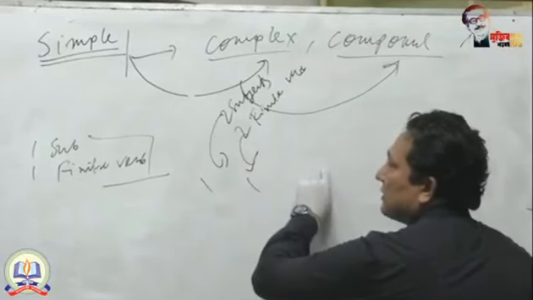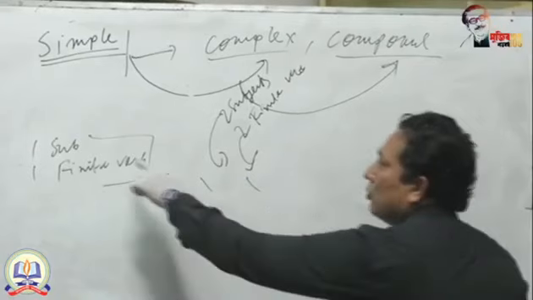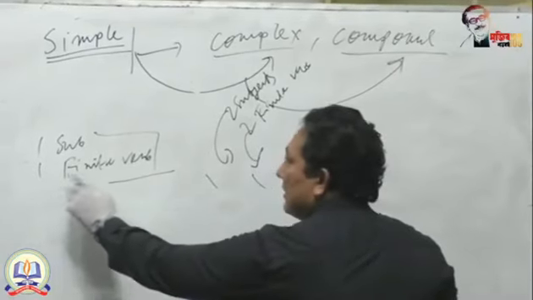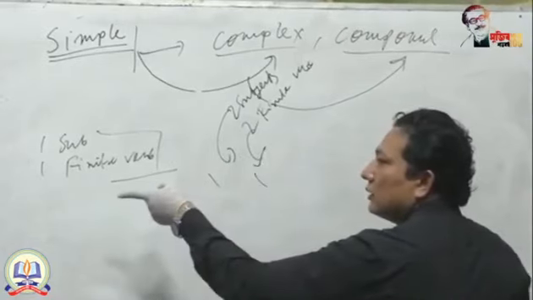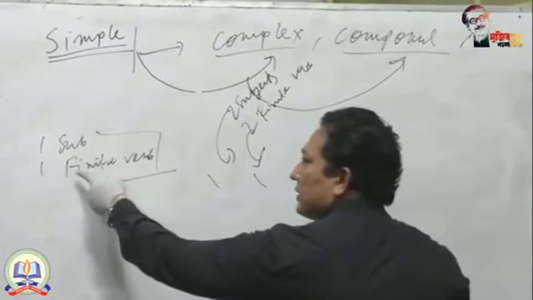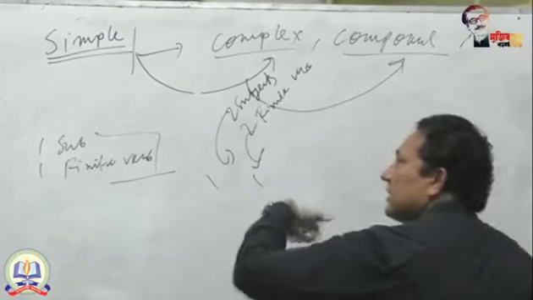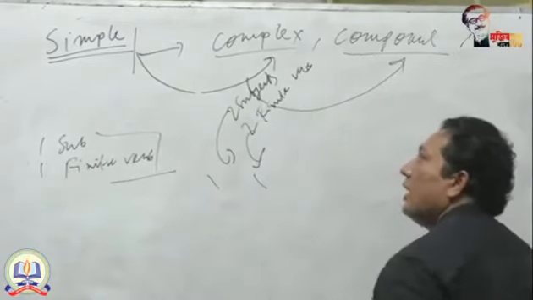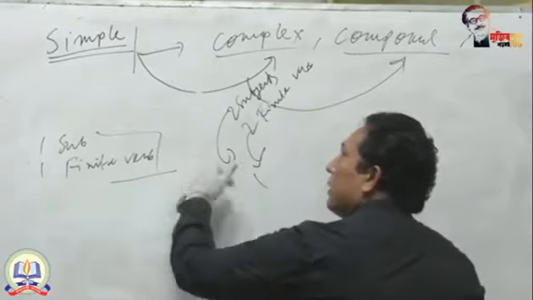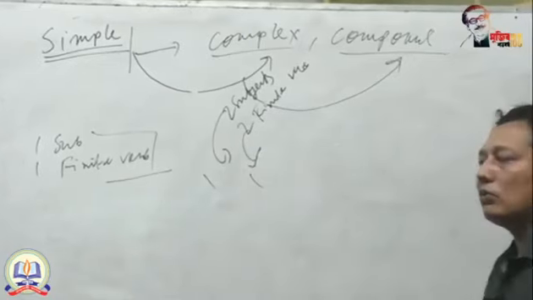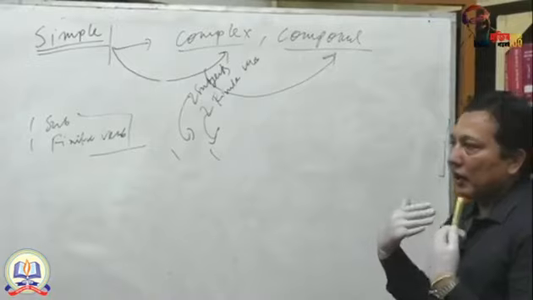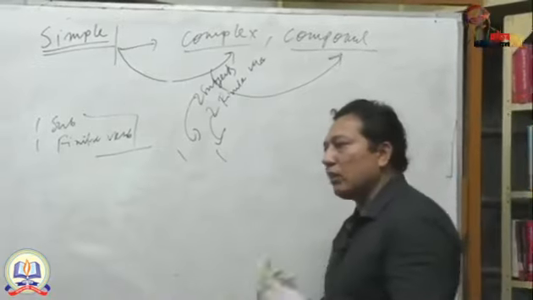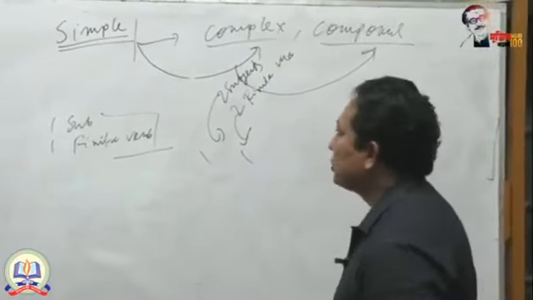In a complex sentence, I am asking you to make a simple sentence. That means you have to transform two into one. You have to ensure one subject by deleting one subject, and one finite verb by deleting one finite verb. If I delete one subject and one finite verb, then I can easily ensure a simple sentence.